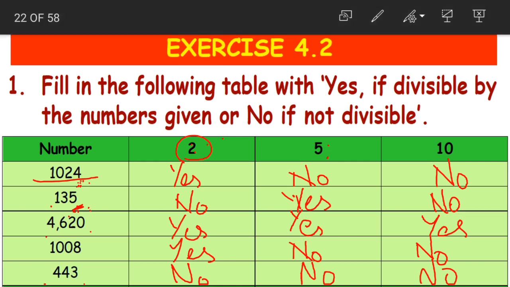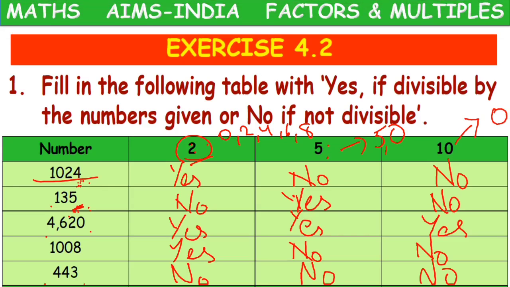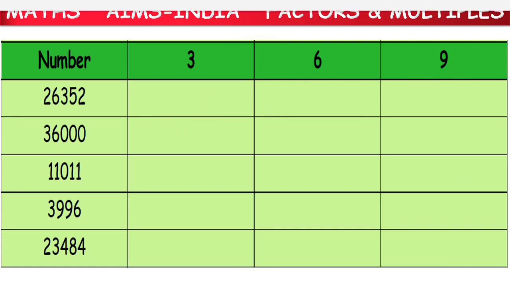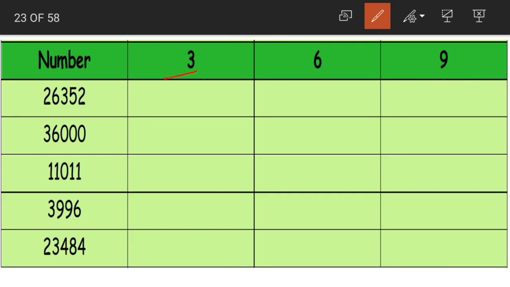Yes. What is the rule for divisibility by 2? It should have 0, 2, 4, 6 or 8 in the ones place. To be divisible by 5, it should have 5 or 0 in the ones place. To be divisible by 10, it should have 0 in the ones place. Now coming to divisibility by 3, 6 and 9. To be divisible by 3, the sum of digits should be a multiple of 3.